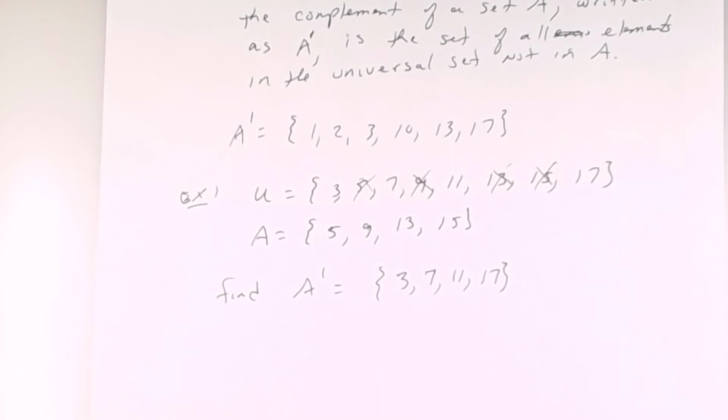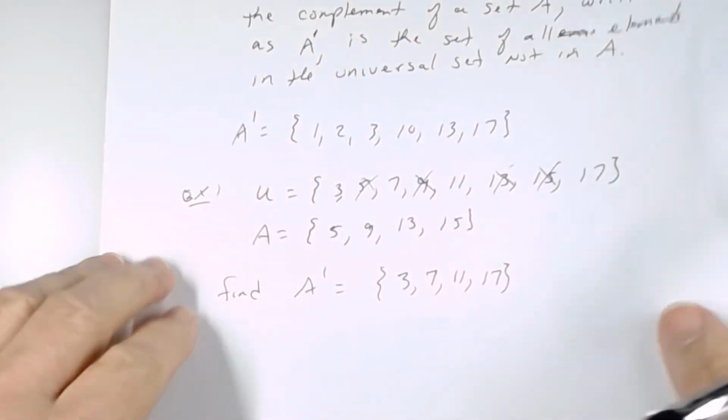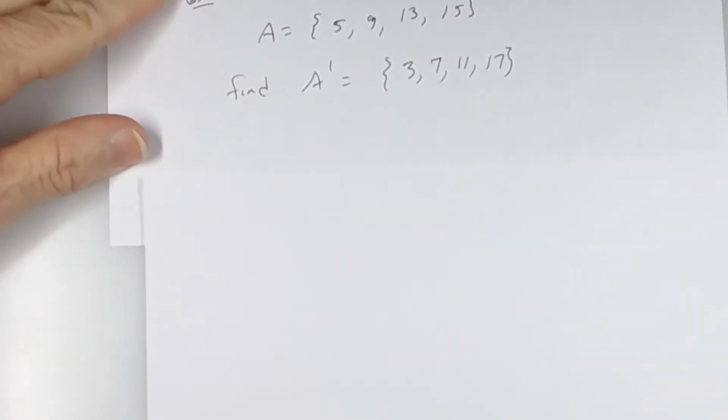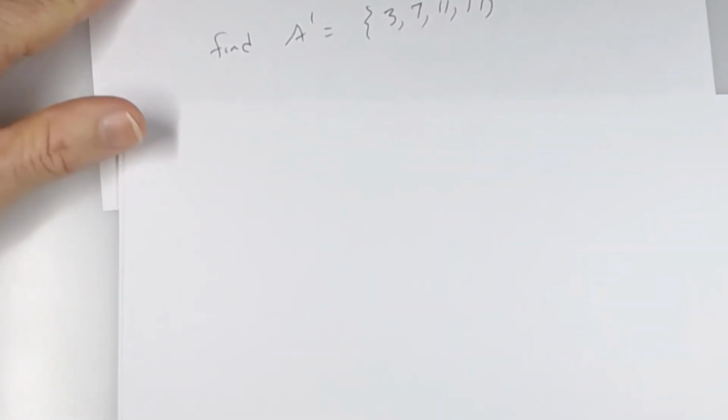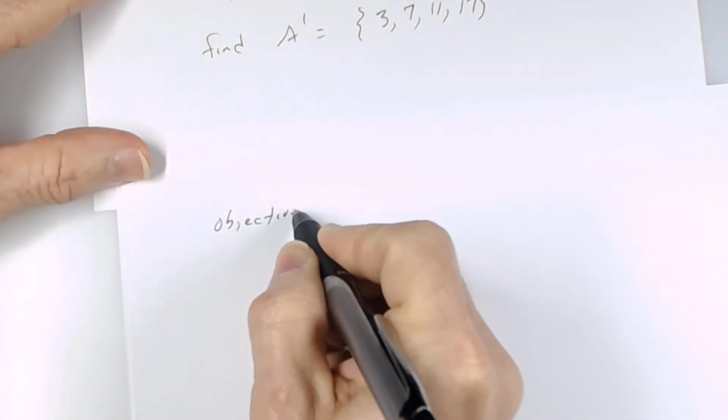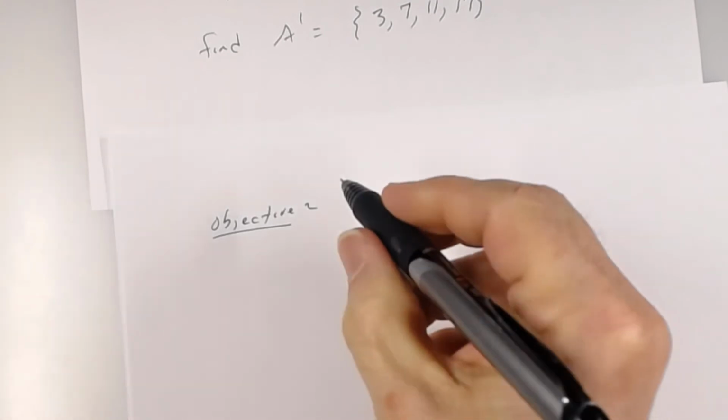Now let's look at this. We're going to look at objective number 2 now. Objective number 2 is this. Objective 1 was to understand a complement. Objective 2 is where we start talking about the intersection of two sets.